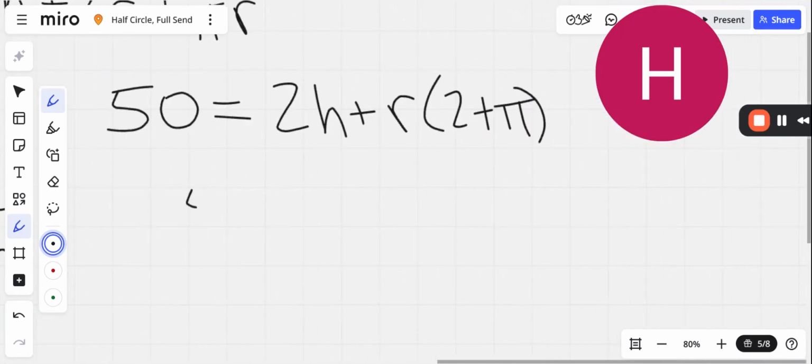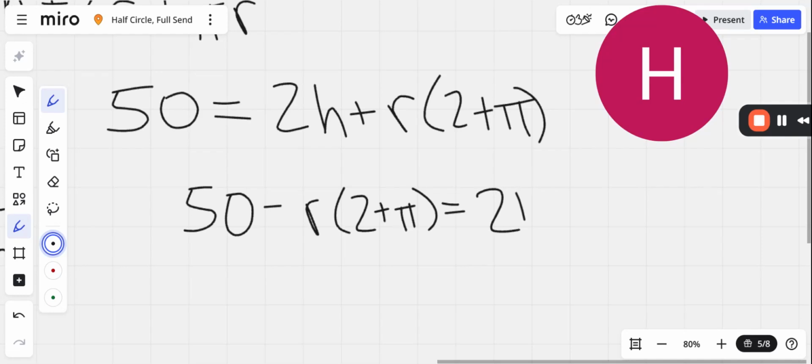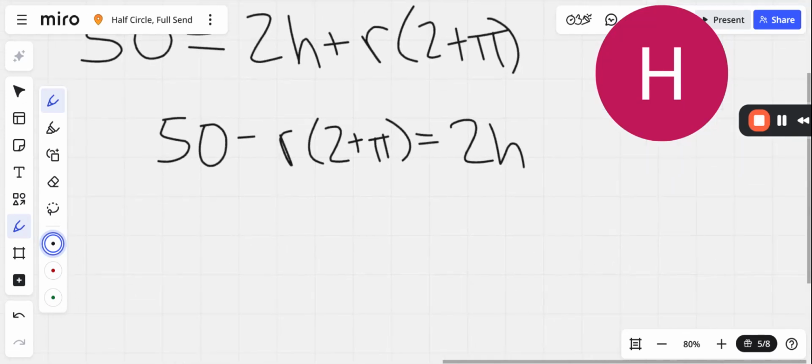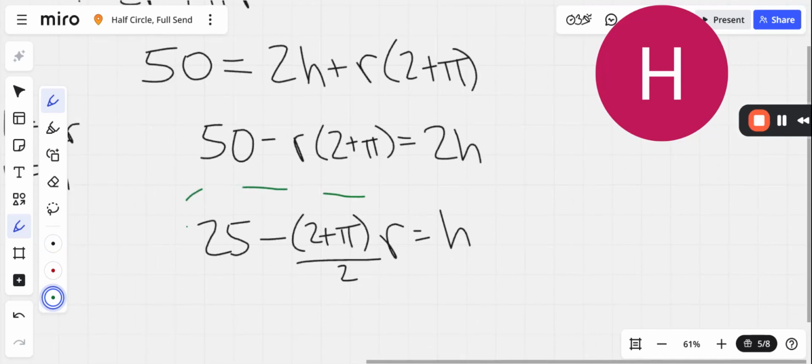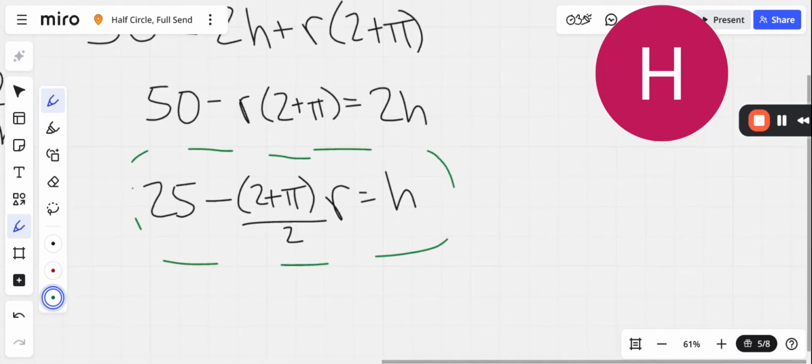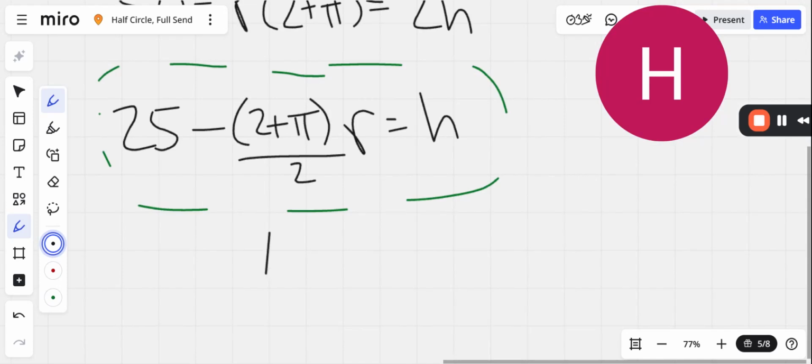Let's solve for h. We can start by subtracting. That would give us 2h, and then we can divide everything by 2. So we're going to get 2 plus pi over 2 times r, and that is h. Now that's a little bit messy looking, but we're going to have to use that in the area formula. So let's plug that in now. The total area is going to be 2r times this h.